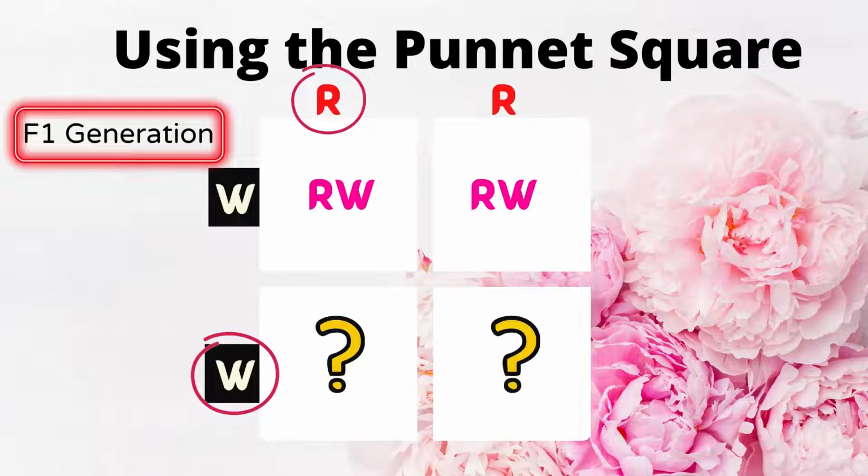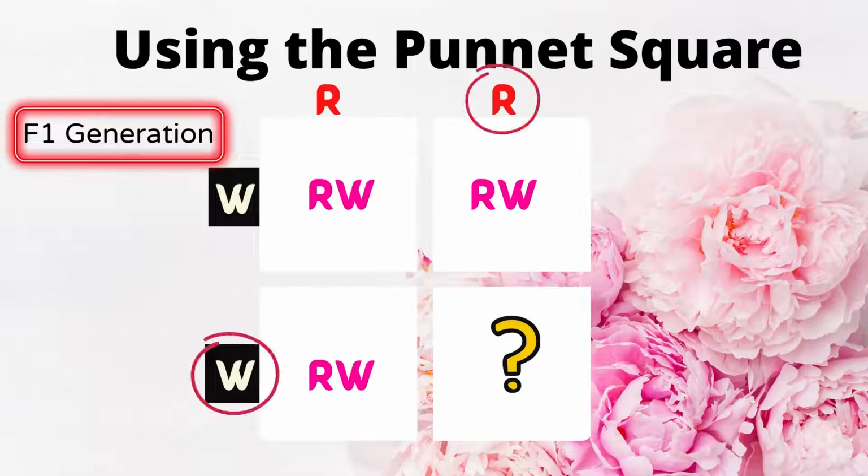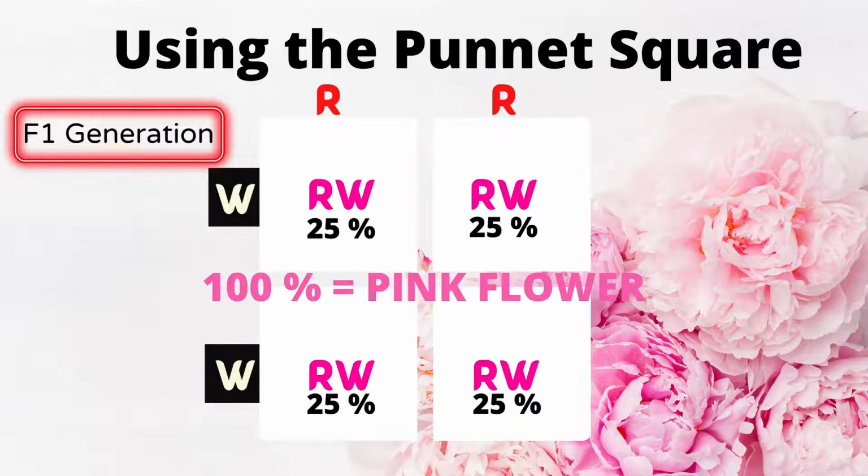Now let us proceed on the third box. Combining the red flower capital R and white flower capital W is RW, which stands for pink color. Now for the last box, let us combine again the letter R and W and we can get RW for pink color. For each box, that is equivalent to 25% of the inherited traits from the parents, and the phenotype is 100% pink flower.